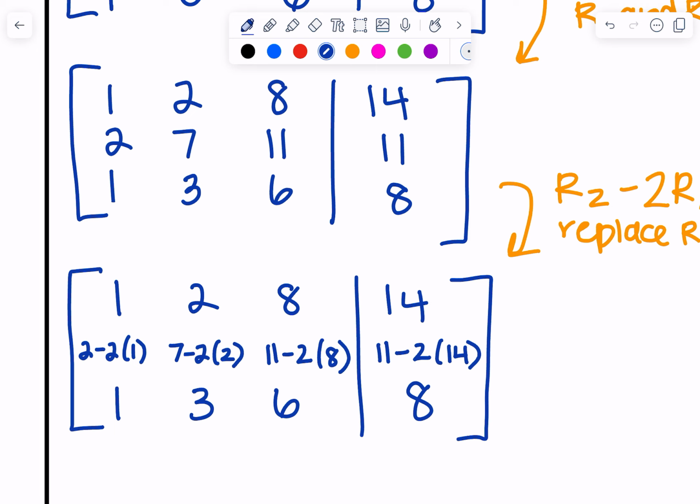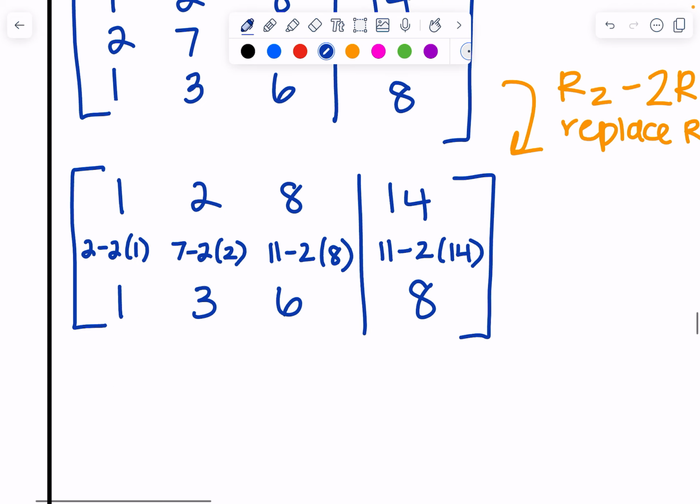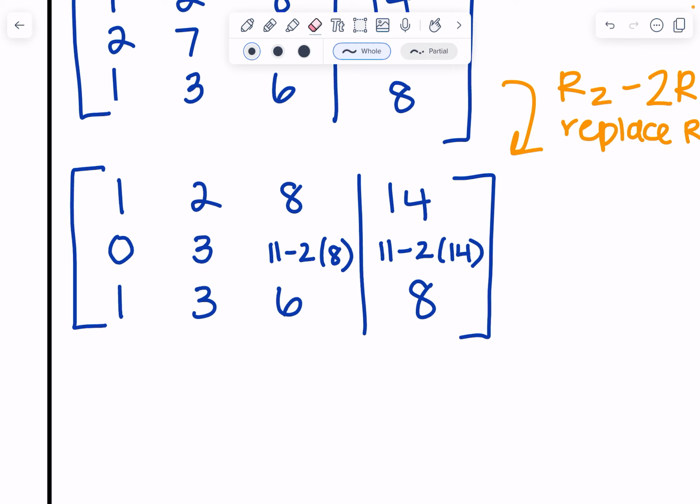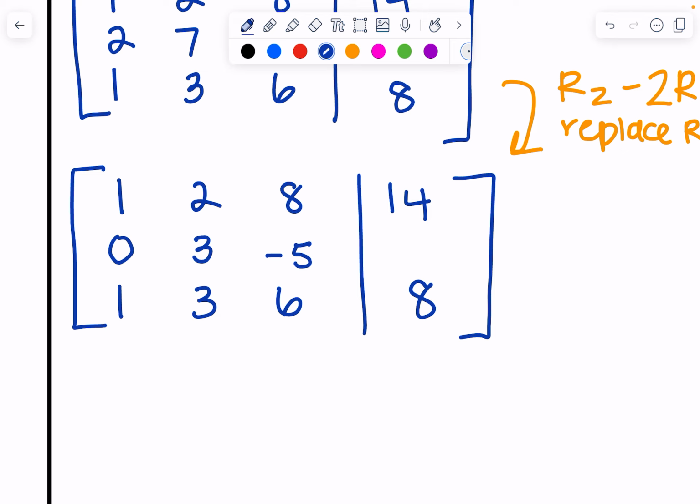Double checking that real quick. Okay, yeah. So for this, 2 times 2 minus 1, this would be a 0. 7 times 2 minus 2 would be a 3. 11 minus 2 times 8 would be a negative 5. And then 11 minus 2 times 14 would be a negative 17. Okay, so we have this 1 where we want it, and now we have this 0 where we want it to.